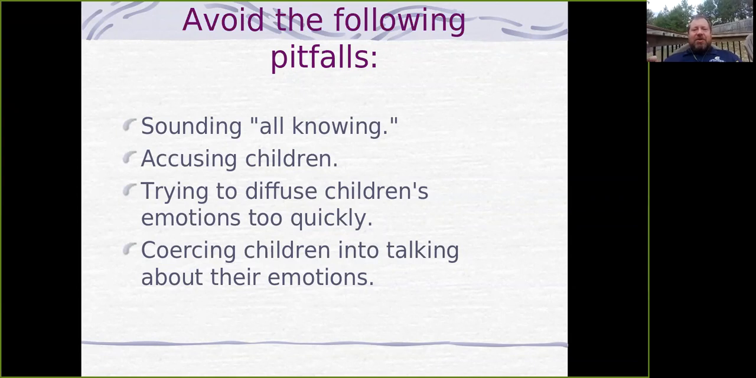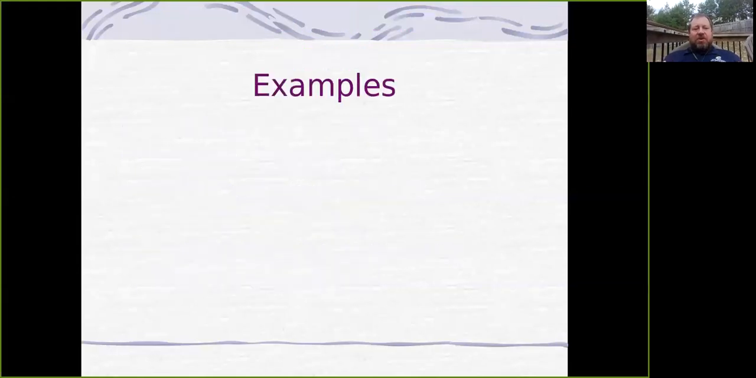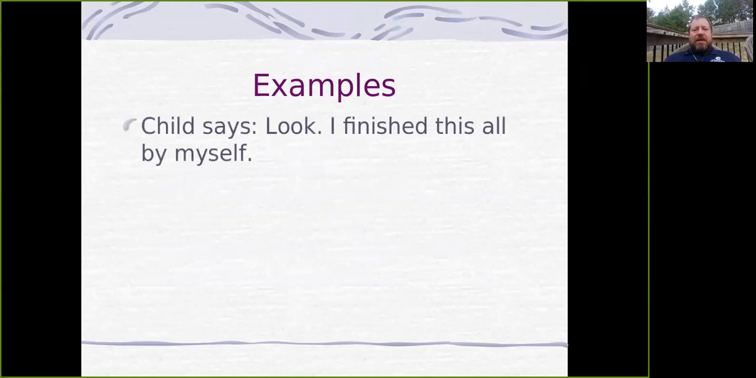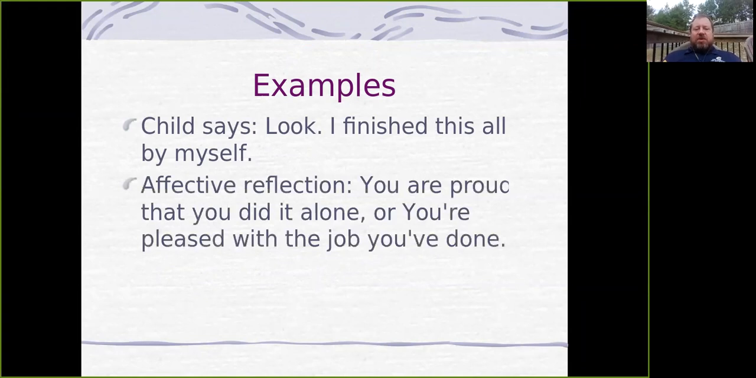And so don't expect that we can just switch off that emotion by naming it. Also recognize that, as with adults, there are children who might not want to speak about how they're feeling right now, and we shouldn't try to force or coerce them into doing that. Here's some examples. A child says, "Look, I finished this all by myself." The reflection might be, "You're proud that you did it alone," or "You're pleased with the job you've done."